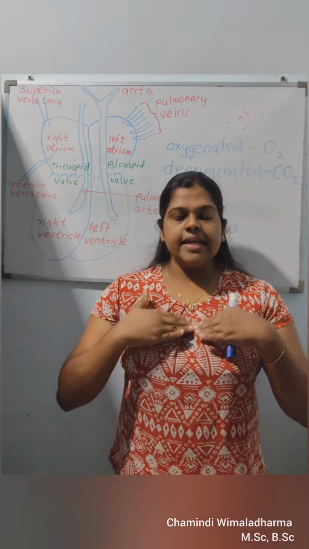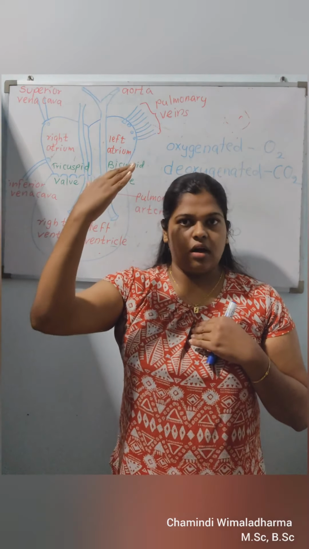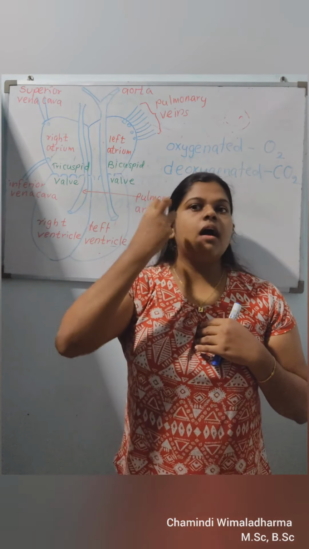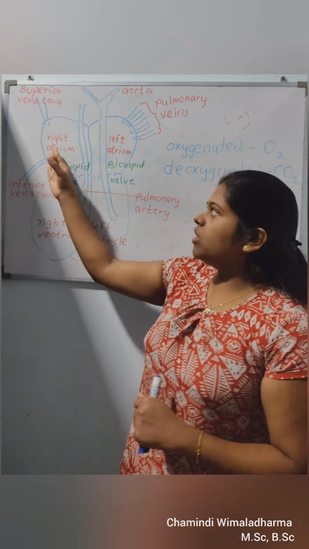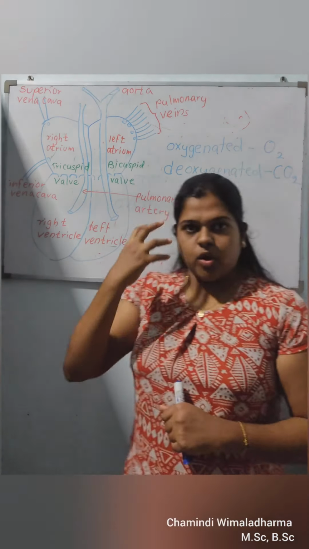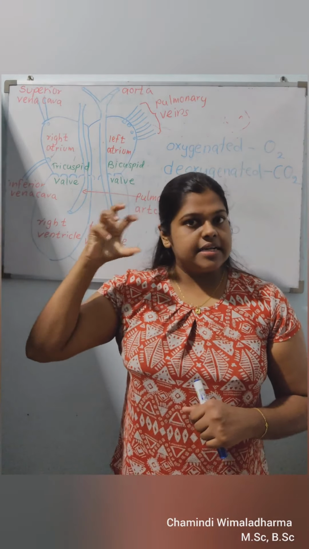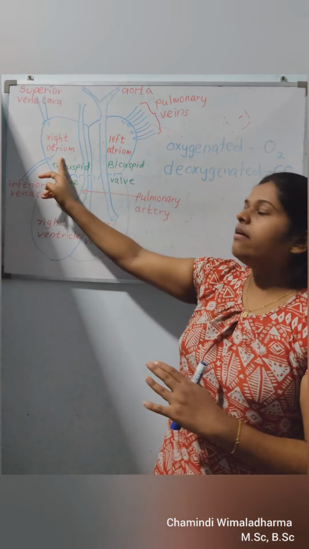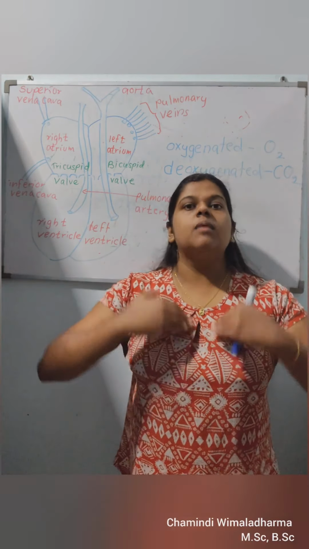Our heart is placed in our chest. The organs above the heart, that means our ears, eyes, and brain, send their blood to the heart through this superior vena cava. We call this deoxygenated blood, that means blood with carbon dioxide. Respiration is happening inside these organs and the carbon dioxide concentration is high in this blood. This deoxygenated blood first comes to the right atrium through the superior vena cava.